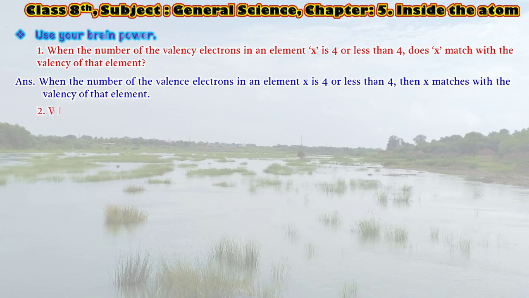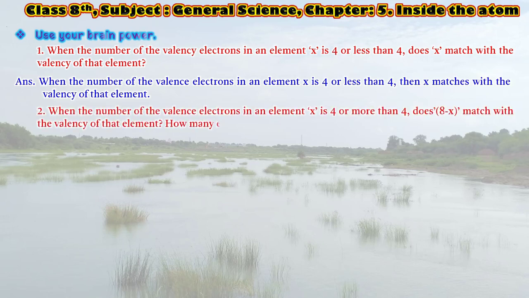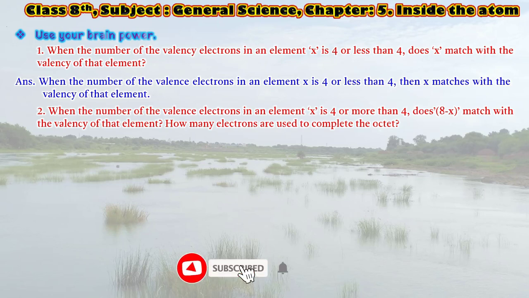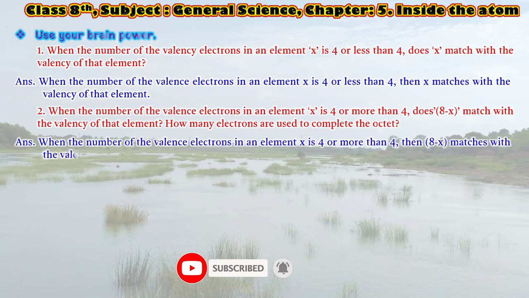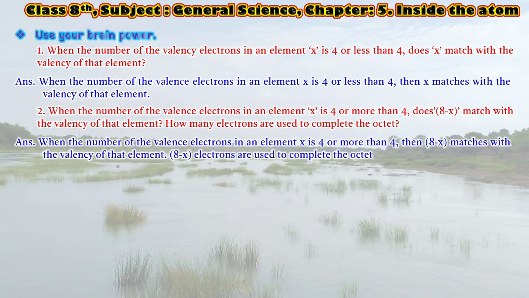Second question is, when the number of valence electrons in an element X is 4 or more than 4, does 8 minus X match with the valency of that element? How many electrons are used to complete the octet? Answer is, when the number of valence electrons in an element X is 4 or more than 4, then 8 minus X matches with the valency of that element. 8 minus X electrons are used to complete the octet.